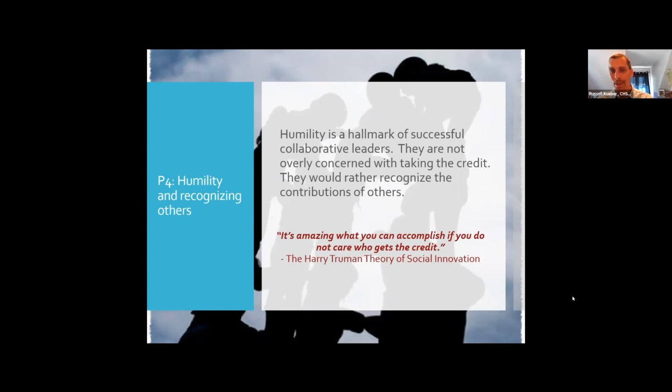And obviously, you can read the quote at the bottom, but it's so true. It's amazing what we can accomplish in the world if we don't really care who gets the credit. Obviously, credit is important, because we have funders that fund us, and it's important for organizations to be identified with our logos. But the core principle here is that what's driving us is not individual or organizational recognition.